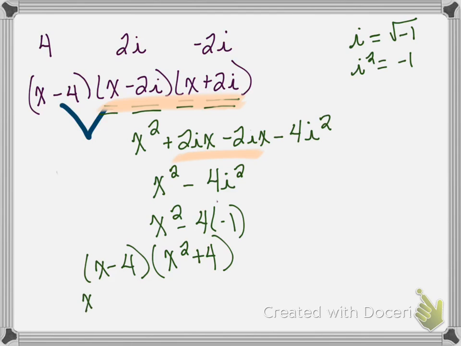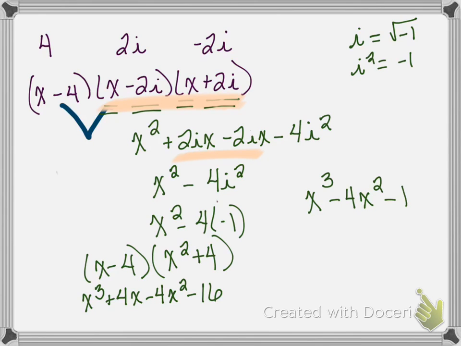x times x squared is x to the third. x times 4 is 4x. Negative 4 times x squared is minus 4x squared. Negative 4 times 4 is negative 16. I would rewrite this, because you almost always see it written with descending order of your exponents. So we have x to the third minus 4x squared plus 4x minus 16. This is our polynomial that is associated with the factors x minus 4, x minus 2i, x plus 2i, and has solutions of 4, 2i, and negative 2i.